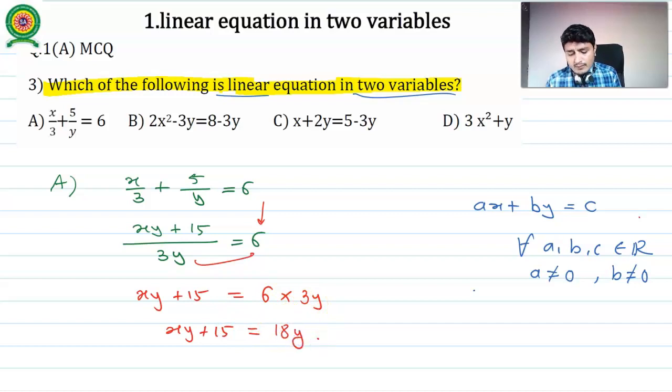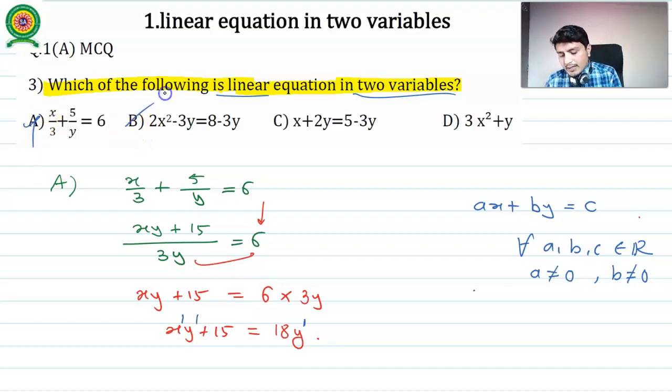Look at the degree of each variable. Here the degree of y is not given, which means we have a 1. But what about the first term? We have xy. So the degree of that term is 1 plus 1, actually 2. So that's why the first equation is not a linear equation in 2 variables.